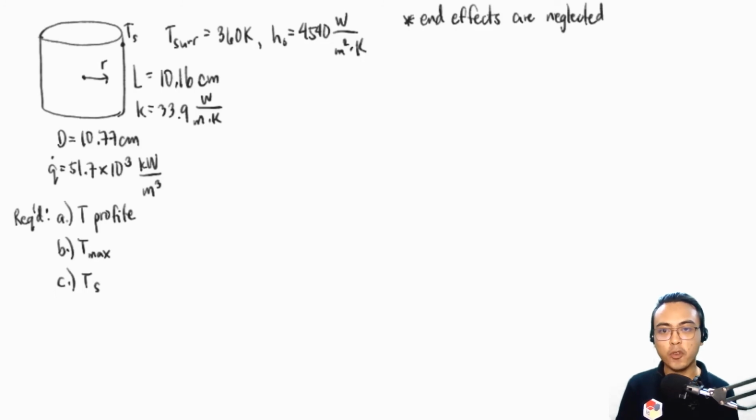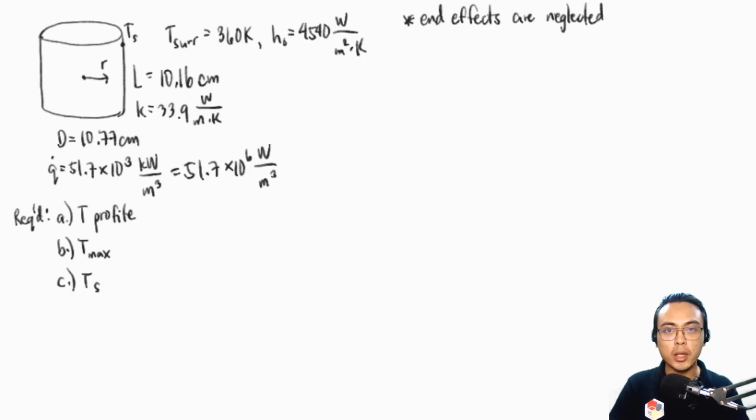First, before we go to our required, let's take a look at our rate of heat generation term, Q. This is given as 51.7 times 10 raised to 3 kilowatts per cubic meter. It is already in power per unit volume. What we only need to do now is convert kilowatts to watts. So therefore, we have our Q as 51.7 times 10 raised to 6 watts per cubic meter. This makes it easier for us later when we substitute the values.